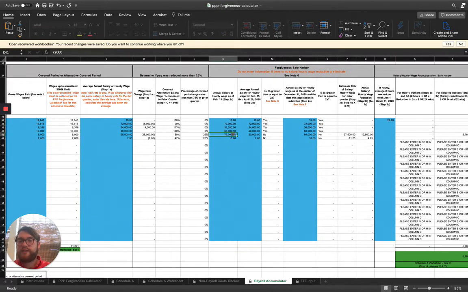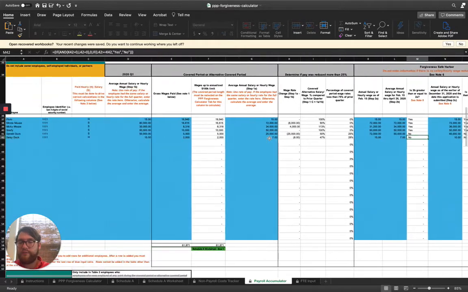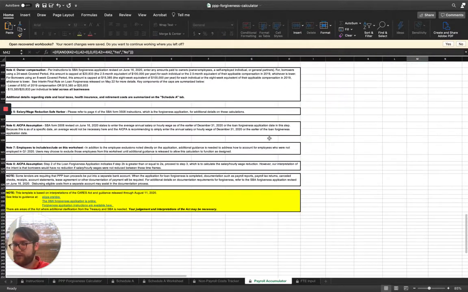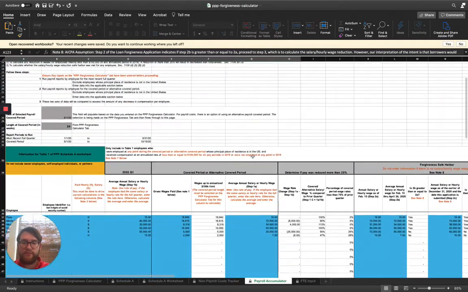What was their salary as of February 15th? What was their salary average between February 15th and April 26th? So you'll see with these two, I've done a drop there. Since 2B is not greater than 2A, we end up with a no. And if you want more information, we can come down here to note 8 and it will give you more information on what that no means.